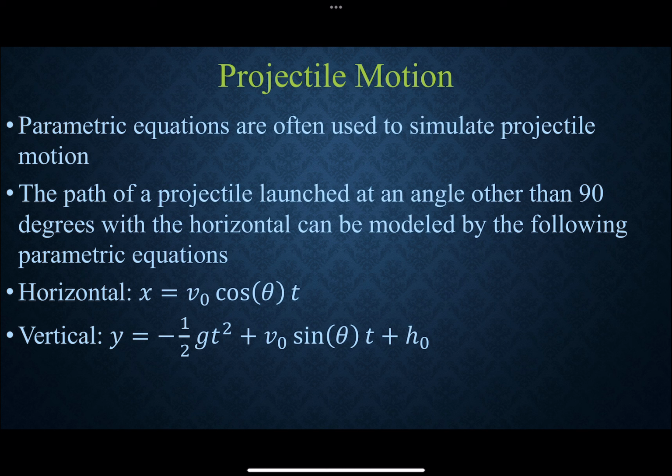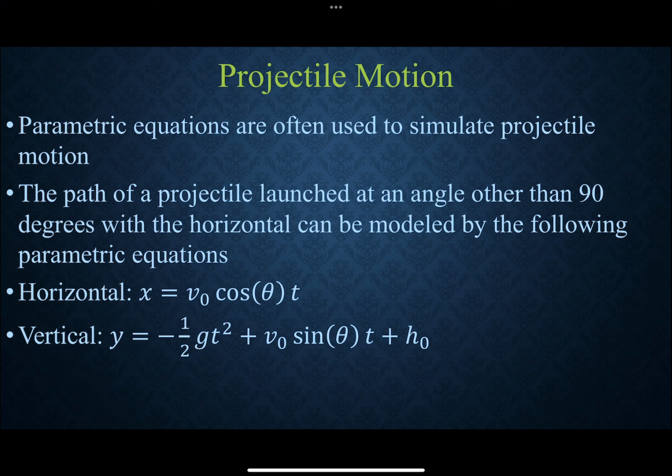So the horizontal equation you're going to work with is x equals v0 cosine theta t. That v0, or v naught, is your initial velocity, and theta is the launch angle you're going to be referring to. The vertical is y equals negative 1/2 g t squared plus v naught sine theta t plus h0. So g is your acceleration due to gravity.